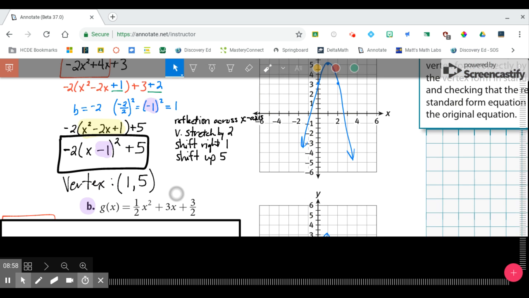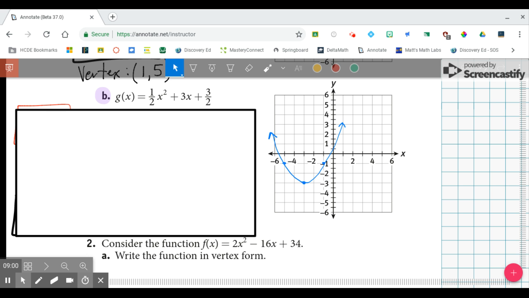So let's try the next one. So there it is in standard form. Don't let the fractions freak you out. Just divide by that leading coefficient. Do completing the square, and you'll get it in vertex form.